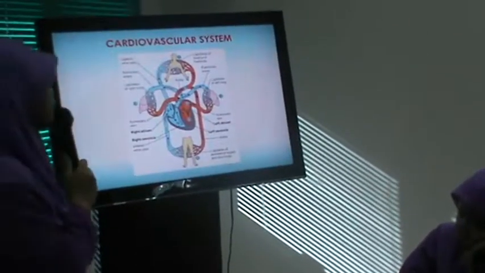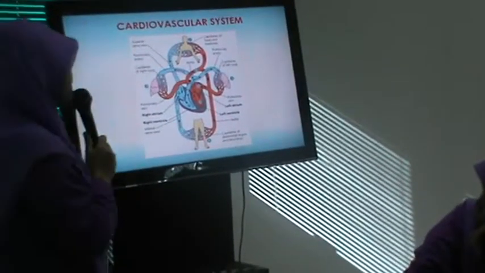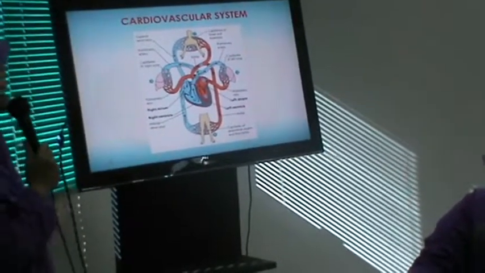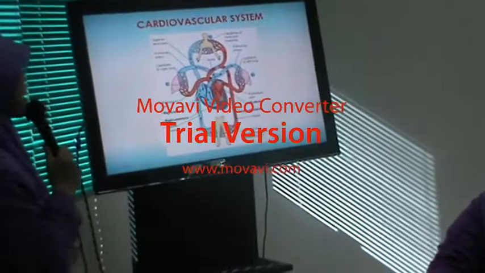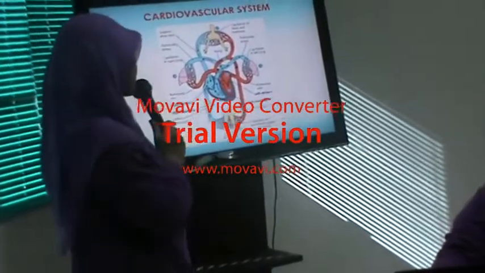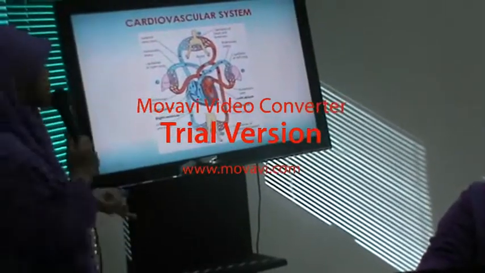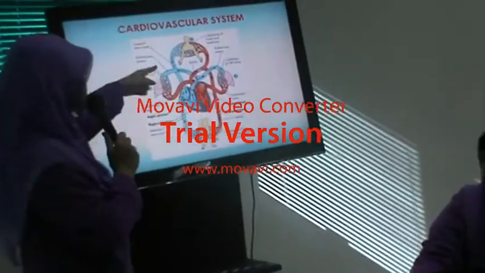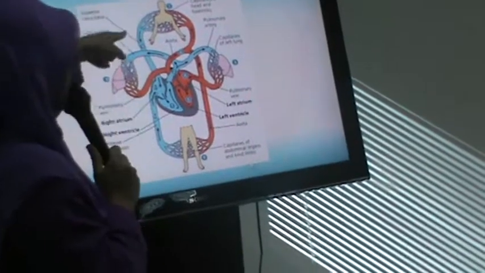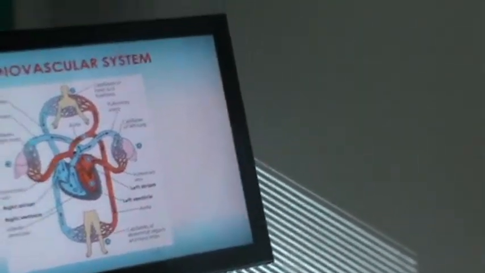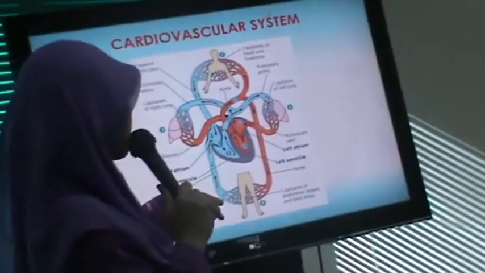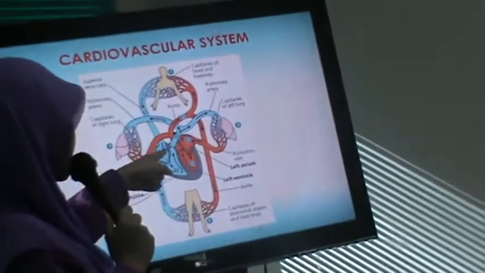Okay, just now I have presented and explained about the heart, the layers of the heart, the valves, and so on. And now I want to explain about the cardiovascular system in our body. First, you can see the blue one. Blood from the upper part of our body and the bottom part of our body goes to the right atrium.